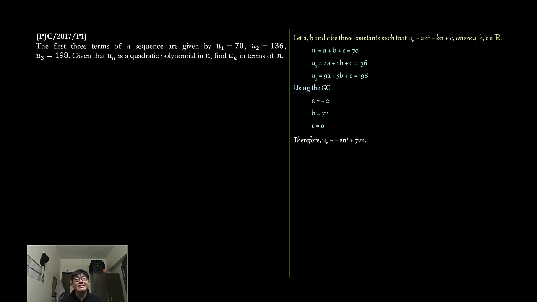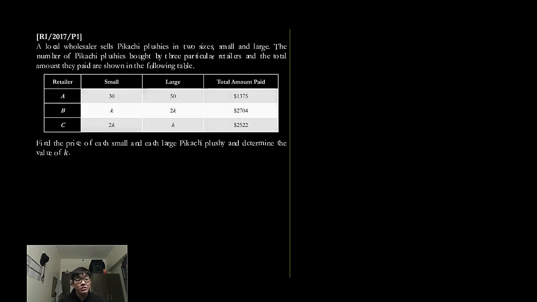Let's do a slightly difficult question. This is from Raffles Institution, which says that a local wholesaler sells a Pikachu plushie in two different sizes, one small, one large. Now the number of Pikachu plushies is bought by three different retailers, and the total amounts that are paid are given by the following table. Now find the price of each small and each large Pikachu plushie and determine the value of k.